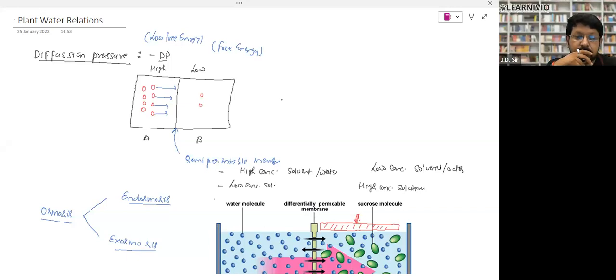Diffusion of water from its higher concentration to its lower concentration. Okay. And if you talk in terms of solution, this will be from lower concentrated solution to higher concentrated solution, or from hypotonic to hypertonic. Right? I'll elaborate this. Try to understand.